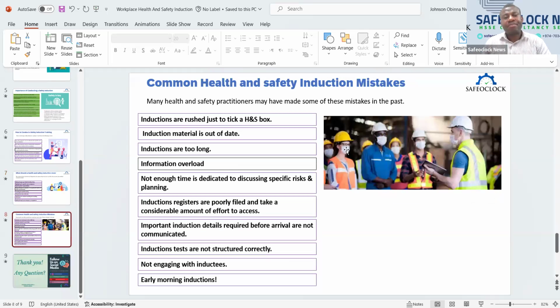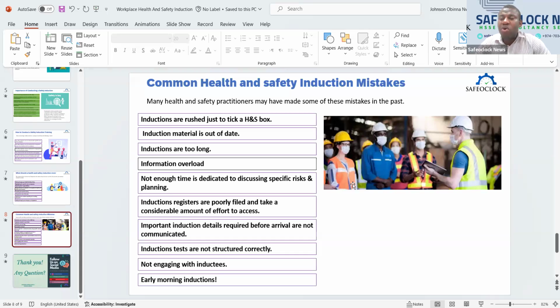Now I will conclude with this slide where I talked about some of the common mistakes that we health and safety professionals have made in the past, or maybe we are still making at the moment when it comes to health and safety induction. One of them is that we rush health and safety induction just to complete the register, to tick that you have done this safety induction, without taking your time to explain to these people what they need to know.